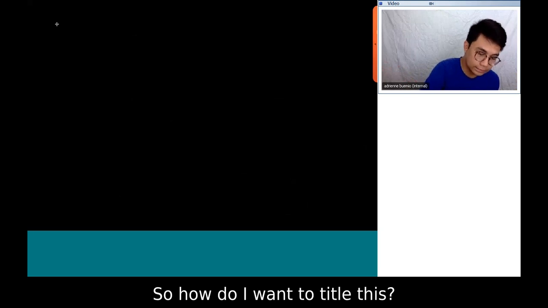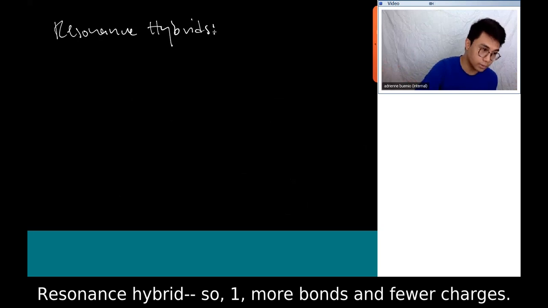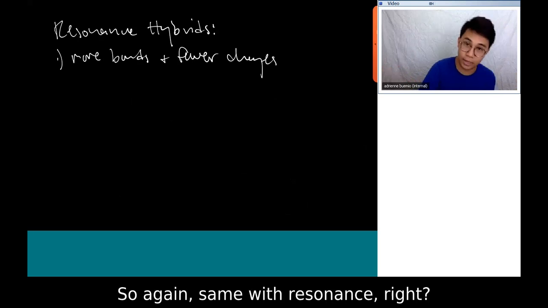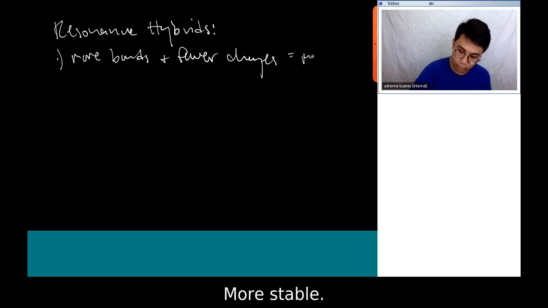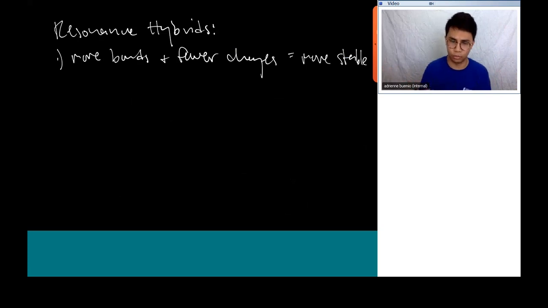So how do I want to title this? Resonance hybrid. So one, more bonds and fewer charges. So again, same with resonance, right? More stable. And that's what we talked about with the charge for the other when we were doing the order, right?